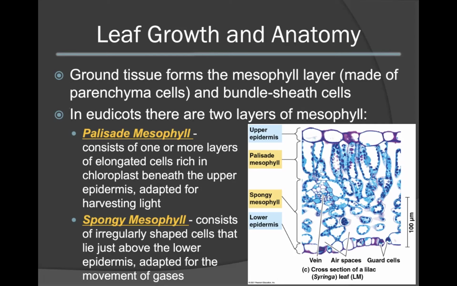The palisade mesophyll will consist of one or more layers of elongated cells that are very rich in chloroplasts. The palisade layer resides immediately underneath the epidermis and is adapted for harvesting the most amount of light as possible. The spongy mesophyll contains irregularly shaped cells. These lie just above the lower epidermis. This layer is specialized for the movement of gases. As a result, there are many air spaces that are present within the spongy mesophyll.